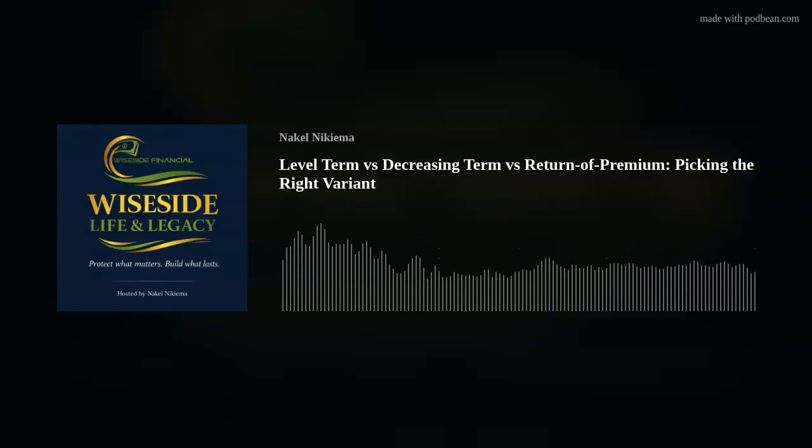Level term is the workhorse. Decreasing term is specialized. Return of premium is driven by psychology as much as finance. Know what you're buying, and don't let the default option be chosen for you without a conversation. Also, one more thing that matters: choose the variant that makes sense for your life, not the one that makes sense for the agent's commission. The simplest way to protect yourself is to ask for all the options and compare them.